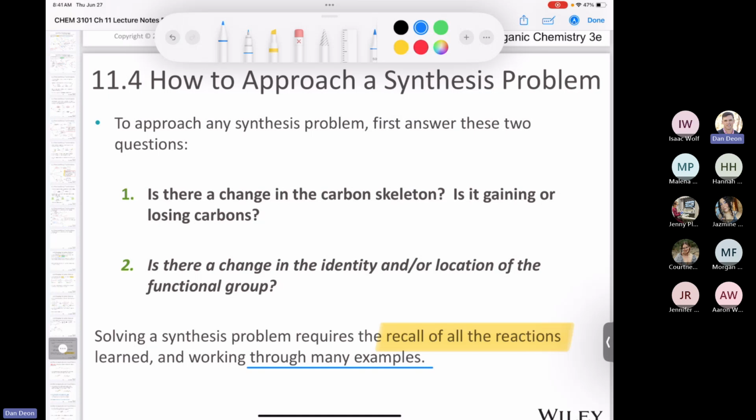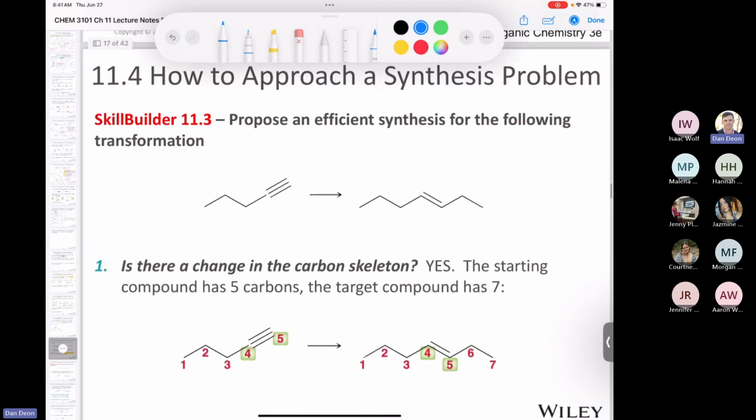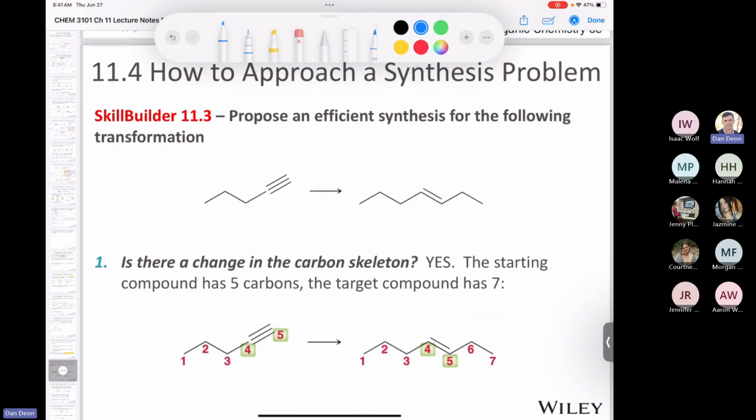To get good at it, you've got to try it, and you've got to make mistakes along the way. And the same thing goes with riding a bicycle. So do not be afraid to make mistakes. So let's say you had a problem like this. Let's say you were on a quiz and you had this compound here.